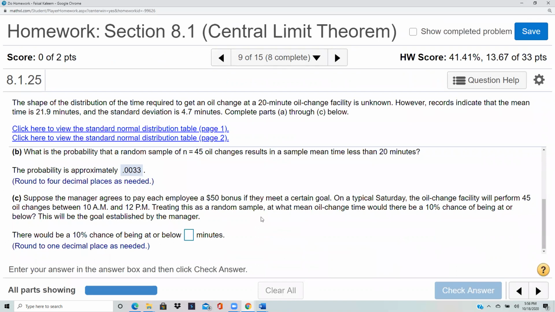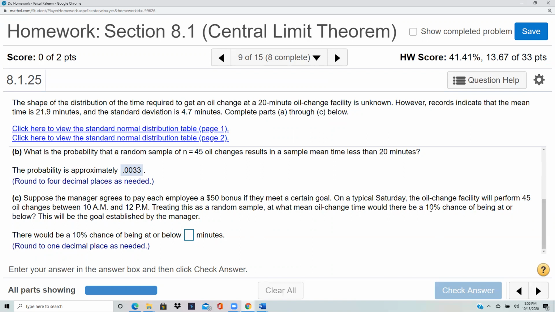And then suppose the manager agrees to pay each employee a $50 bonus if they meet a certain goal. On a typical Saturday, the oil change facility will perform 45 oil changes between 10 a.m. and 12 p.m. Treating this as a random sample, at what mean oil change time would there be a 10% chance of being at or below?